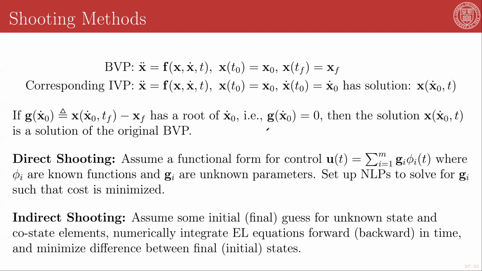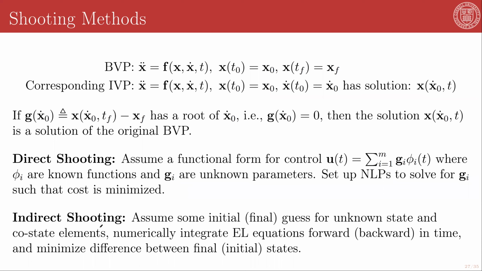We can further split shooting methods into two different categories: direct shooting and indirect shooting. In direct shooting, we are going to assume a functional form for our control input. That is, u of t is equal to the sum over m functions phi i, that are functions of time, where these are known functions, each multiplied by some unknown parameters g sub i. We will set up nonlinear programming problems to solve for the g sub i's such that whatever our cost function J is for our given system is minimized. So direct shooting maps to that first category of methods that we have for trajectory optimization, the nonlinear programming methods.